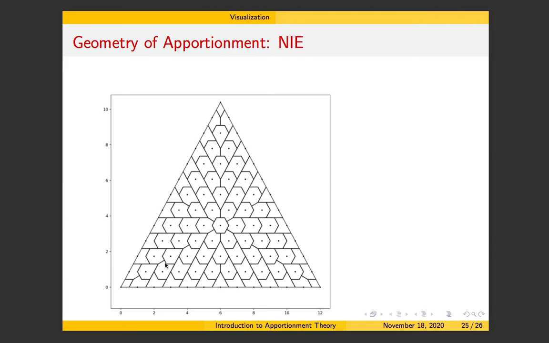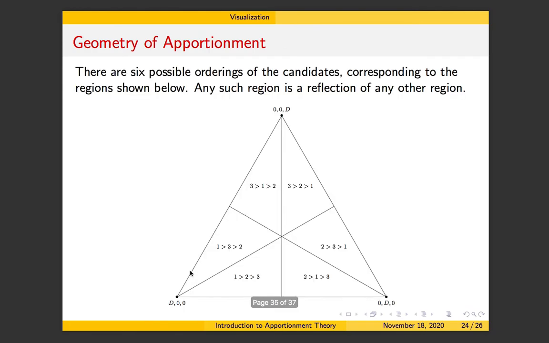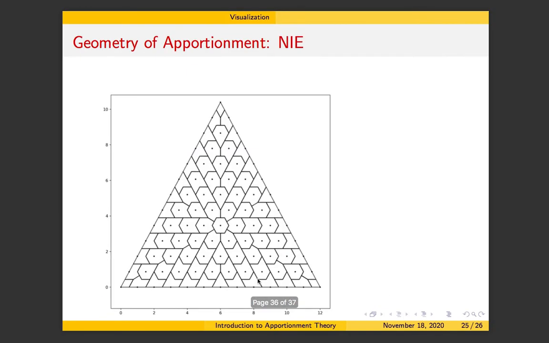So down here, let's focus our attention on the bottom 6th. Down here in the bottom left 6th, that is where candidate 1 is over candidate 2 is over candidate 3. And notice what these apportionment regions look like. They look like little arrows pointing down and to the left. It makes sense they're pointing down to the left because they're sort of trying to point towards this point down here.